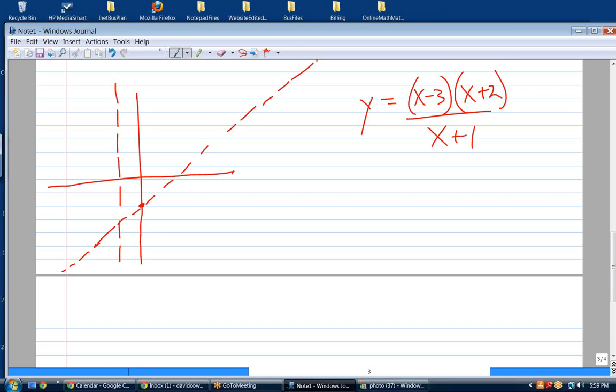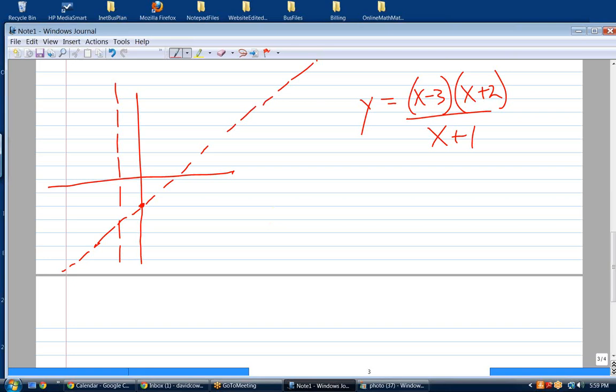Should be negative 3. Should be negative 1 over... Should be negative 1. No, if you're going to fill in 0 for x, then we have negative 6 over 1, which is negative 6. So when x is 0, y is negative 6.